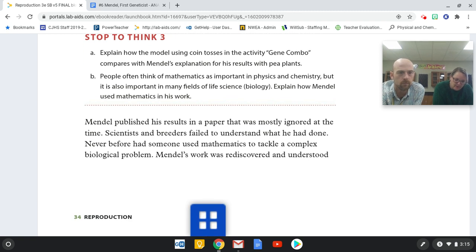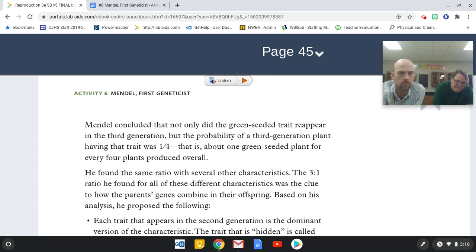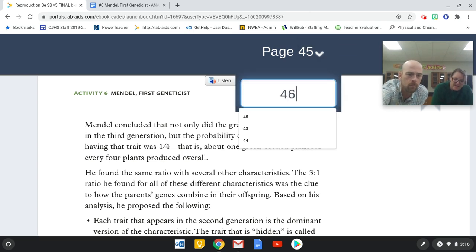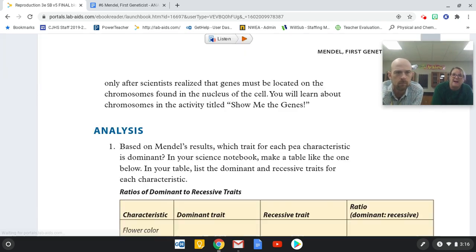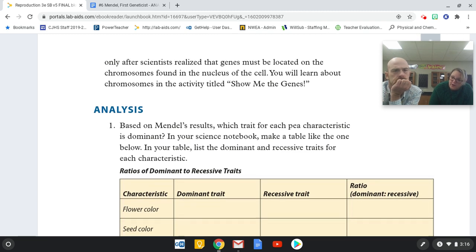Mendel published his results in a paper that was mostly ignored at the time. Can you imagine? Scientists and breeders failed to understand what he had done. Never before had someone used mathematics to tackle a complex biological problem. Mendel's work was rediscovered and understood only after scientists realized that genes must be located on the chromosome found in the nucleus of the cell. You will learn about chromosomes in the activity titled Show Me the Genes.